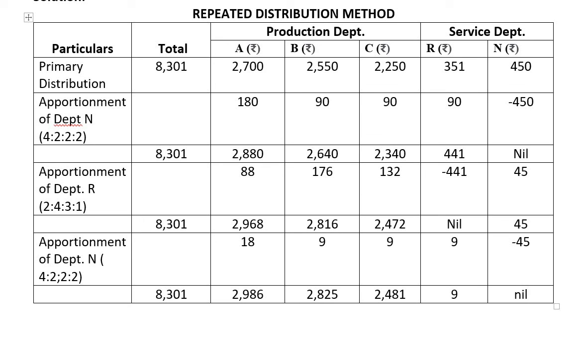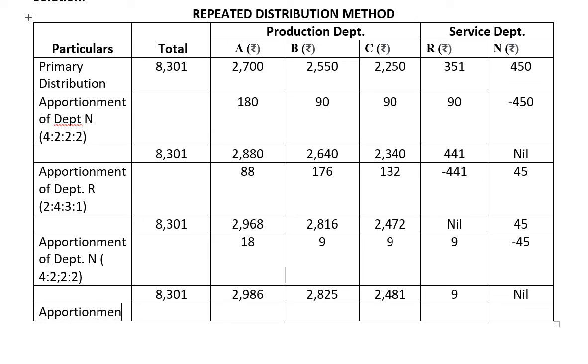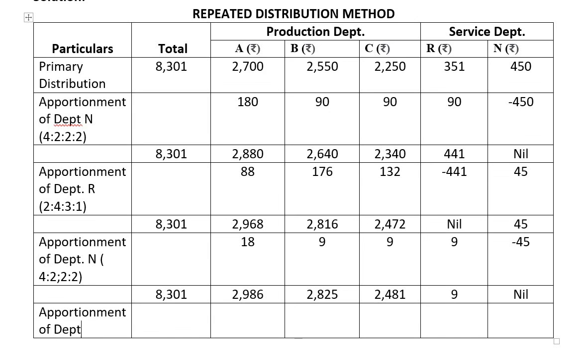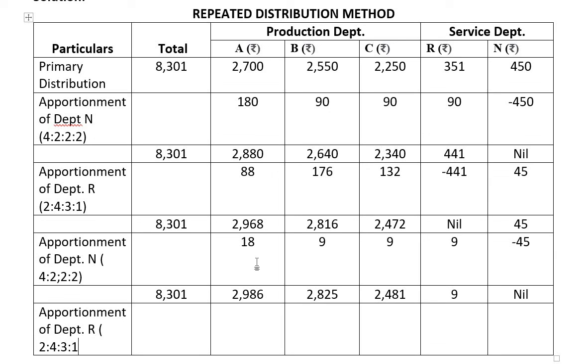Now we have to distribute expenses of R, so we can write apportionment of department R in the ratio of 2:4:3:1. Now over here we have to subtract 9. Now let's see how much A will get. A will get 3, B will get 3, C will get 3, and for N it will get nil.